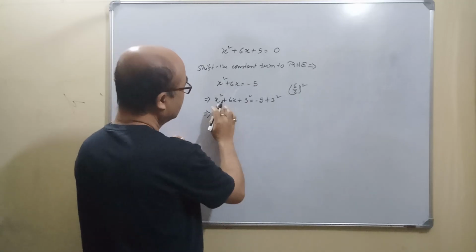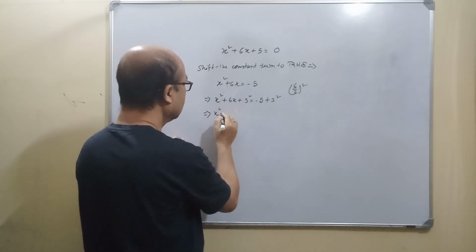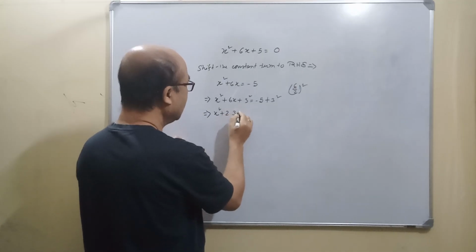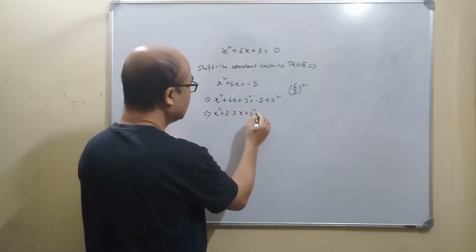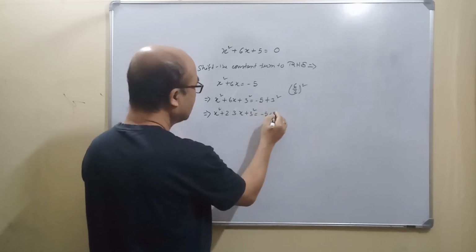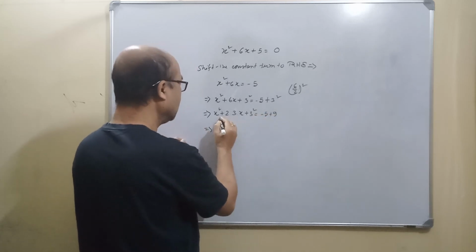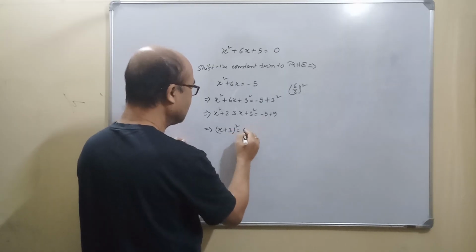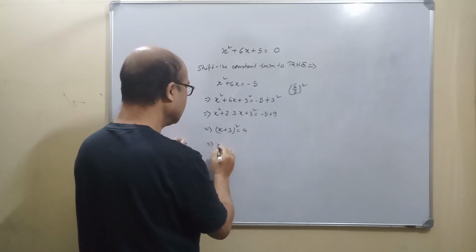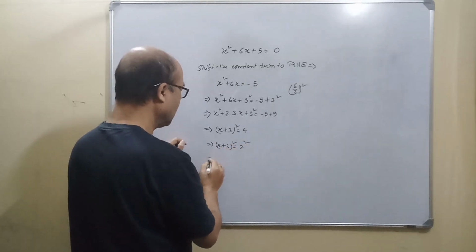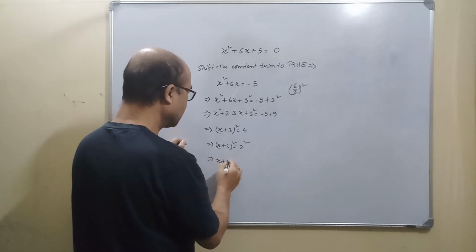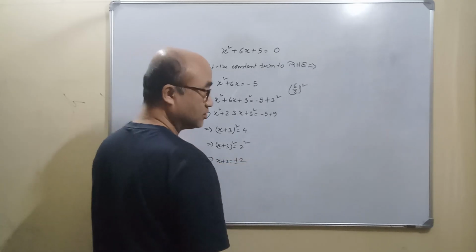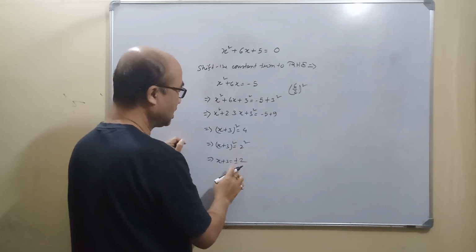So the right hand side is now x square, twice ab, plus b square. This is minus 5 plus 9. This is a square twice ab plus b square, (x plus 3) whole square. This is 4, which means (x plus 3) square is 2 square, which means x plus 3 is plus minus 2. The square root of 4 is plus minus 2.